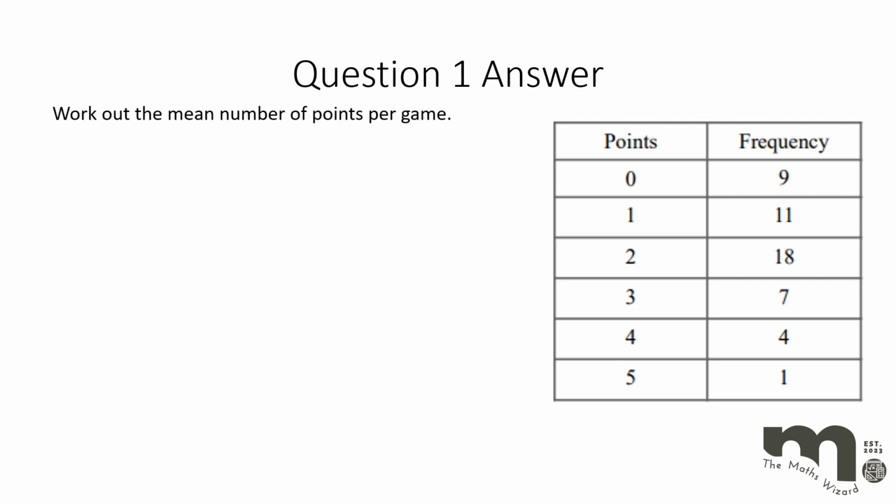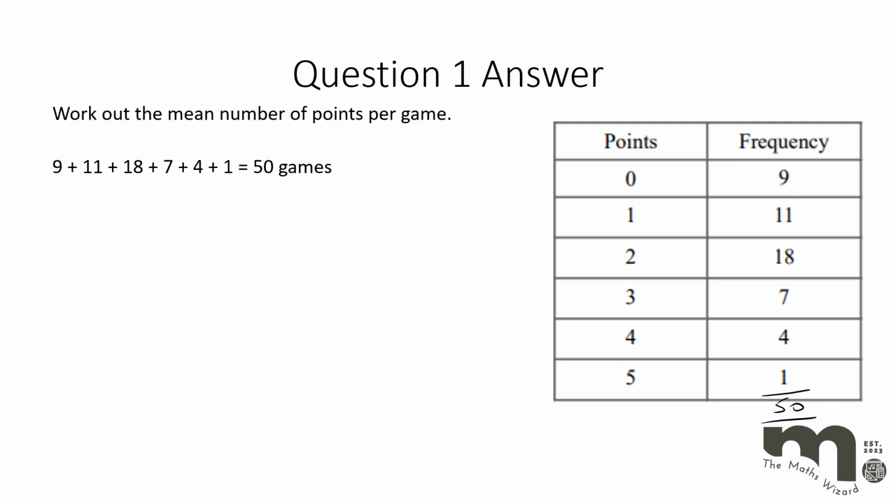Usually for the mean, we would add up the numbers and then divide by however many numbers we've got. To start with here, we don't know how many numbers we have, so we add up the frequency. If you add up your frequency column, you will see that we have 50 games. Sometimes the question will tell you that, but on this question it does not. So we are going to have to divide by 50, because there's 50 items of data.